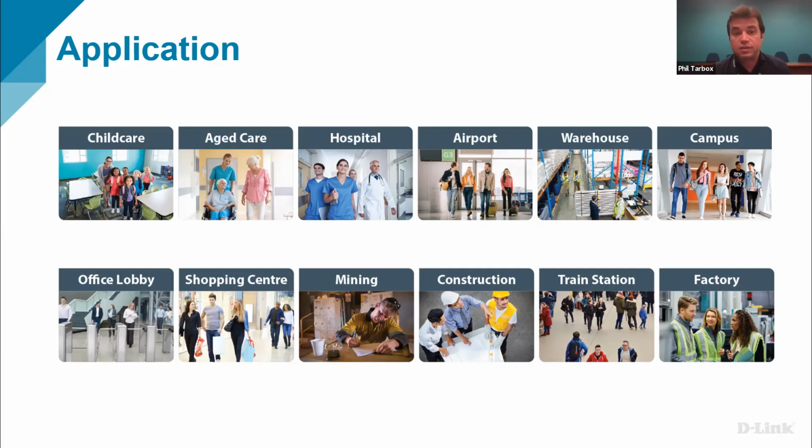Certainly there's lots of interest and lots of opportunity we see in each of these verticals: shopping malls, mining, construction, factories and warehouses, of course schools, childcare, medical centres, and of course aged care facilities are all areas where people are looking at and evaluating these D-Link thermal cameras today.